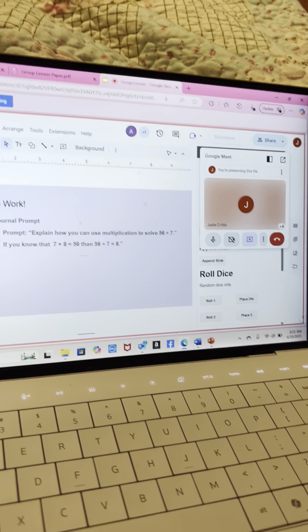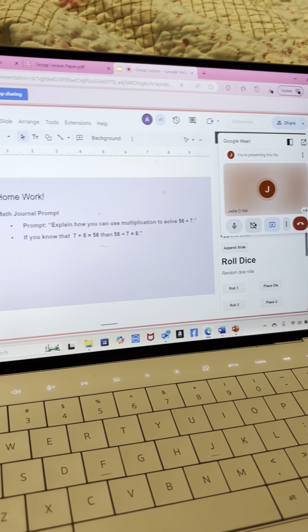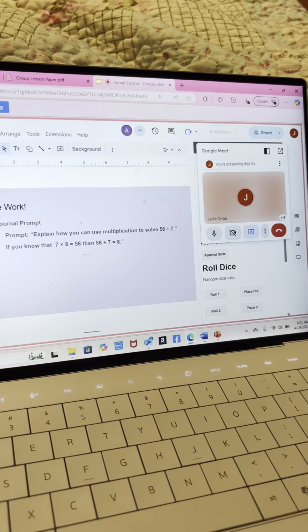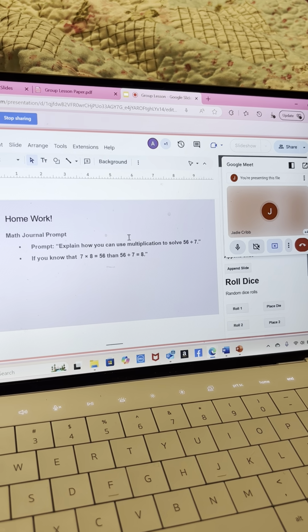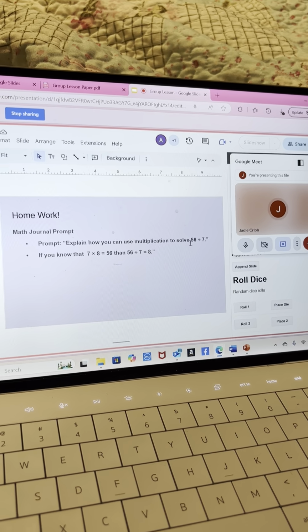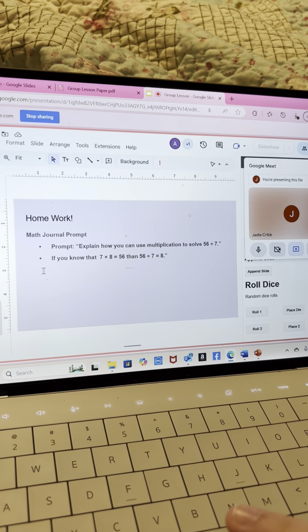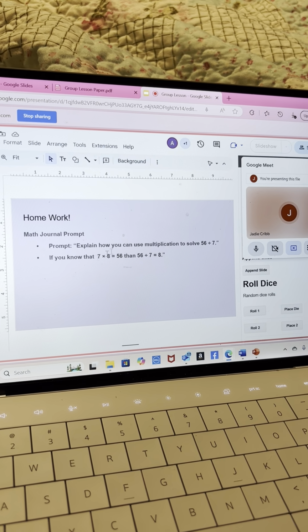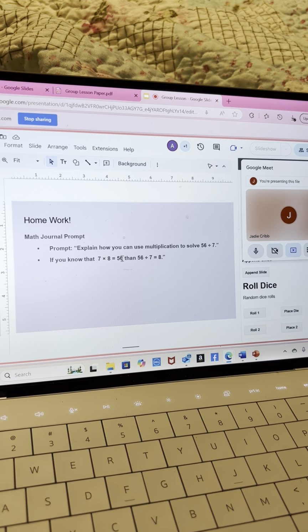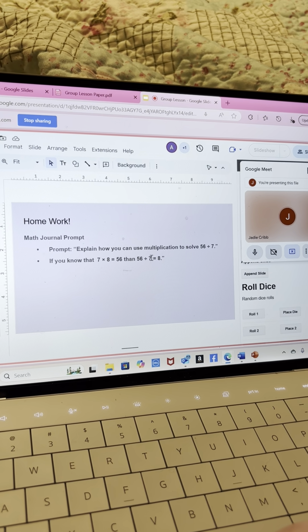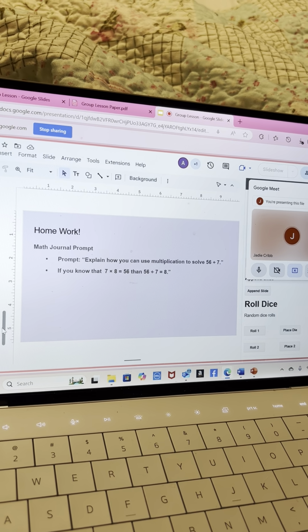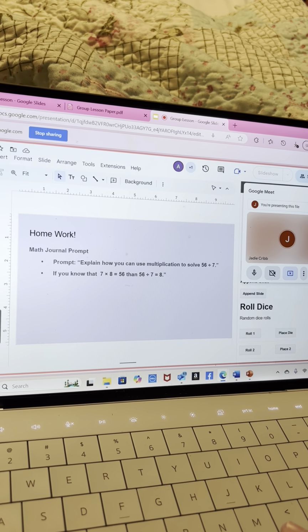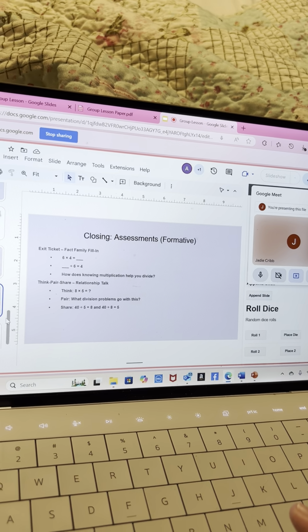Alrighty, and then you do have a homework assignment tonight, so I want you to take your math journal home, and I want you to answer, explain how you can use multiplication to solve 56 divided by 7. And if you know that 7 times 8 equals 56, then 56 divided by 7 equals 8. So I want you to answer that in your math journal and bring it back for me to see tomorrow. Alrighty, y'all.